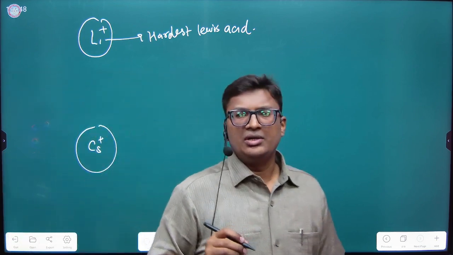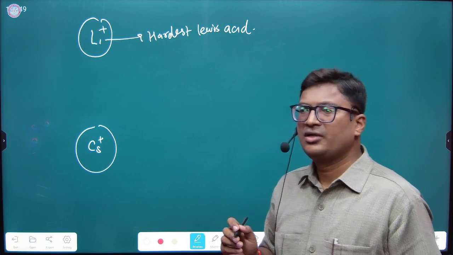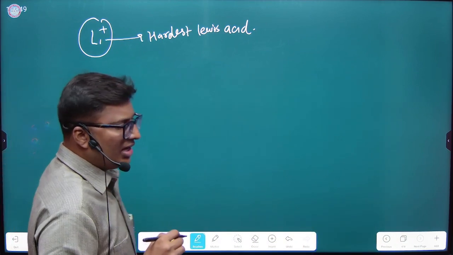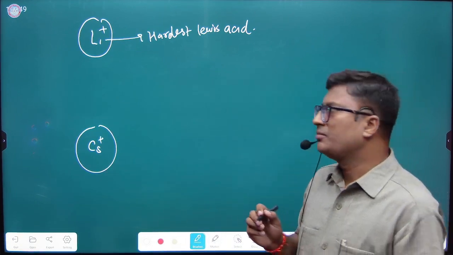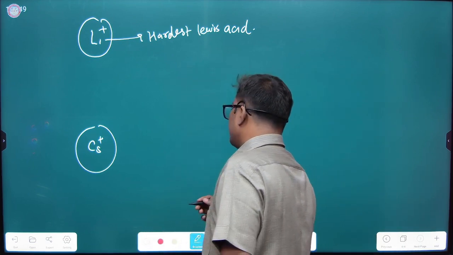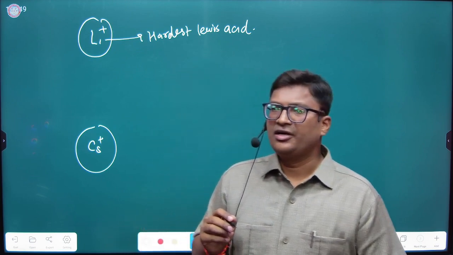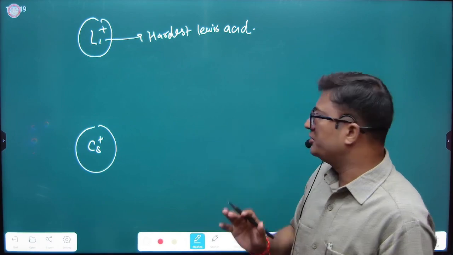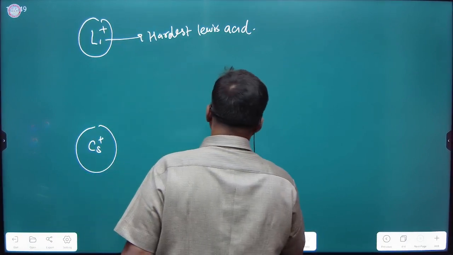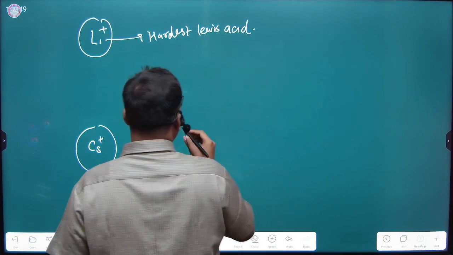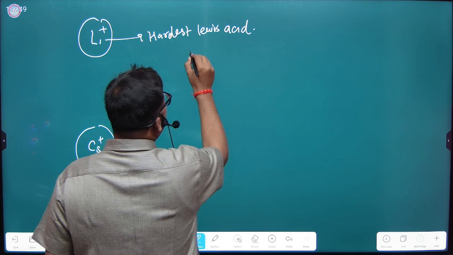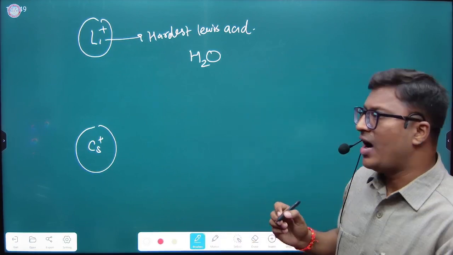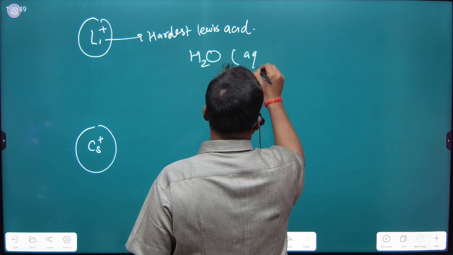So the hardest metal cation in the group is Li+, and the lowest degree of hardness is observed in Cs+ because of its large size, while Li+ is a hard Lewis acid because of its small size. Hard acids prefer hard bases and soft acids prefer soft bases in coordination chemistry, so the ligand should also have hard base character. In coordination chemistry, H2O is designated as aqua.